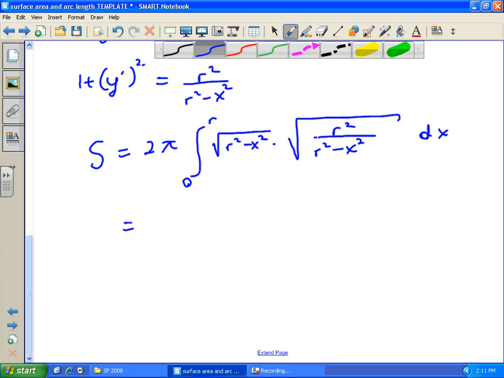Everything cancels except for what? The top r squared, which is going to come out of the square root as an r. Because they're both root r squared minus x squared on the top, root r squared minus x squared on the bottom. The only thing left is just an r, because root r squared is r. You're going to integrate that with respect to which variable? X. Okay, what is the integral of r with respect to x?